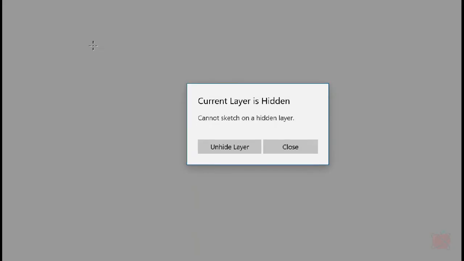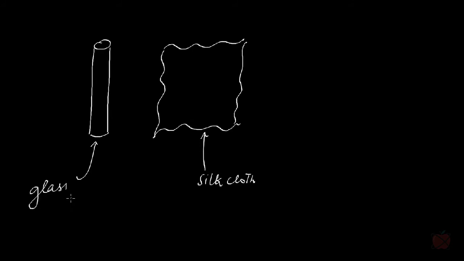Let's say we have a glass rod out here, and we have a silk cloth. This is the silk cloth, and this is the glass rod. Alright, so what you do is you take the silk cloth and you rub it. You just rub it around this glass rod randomly.